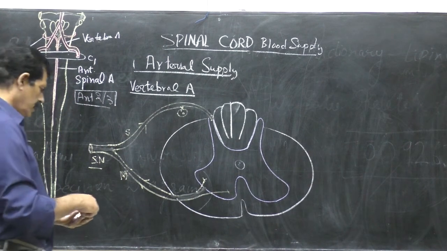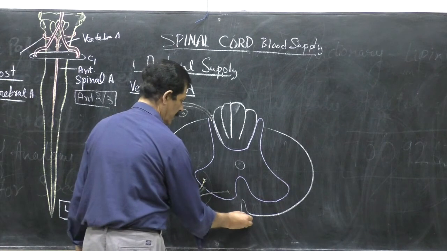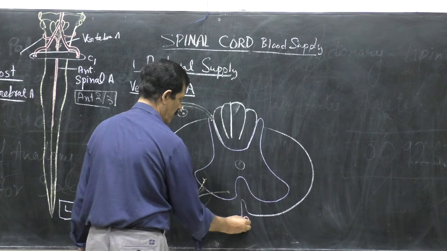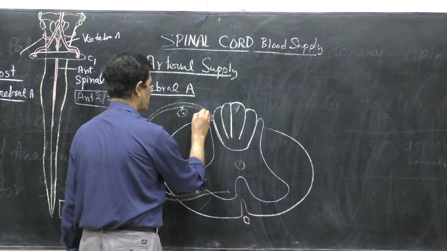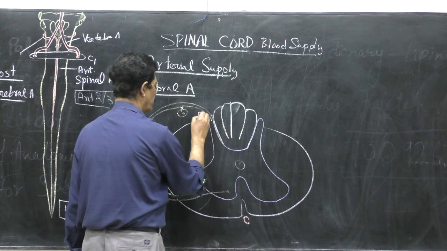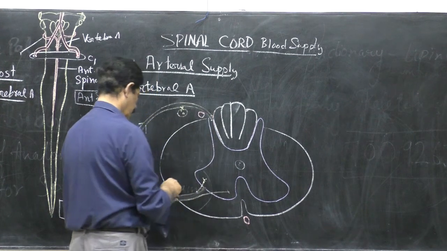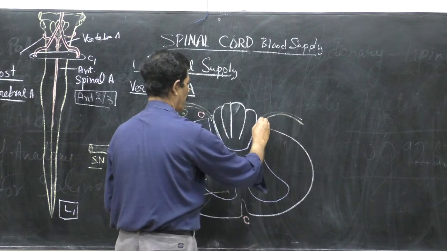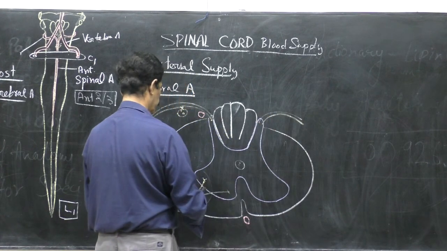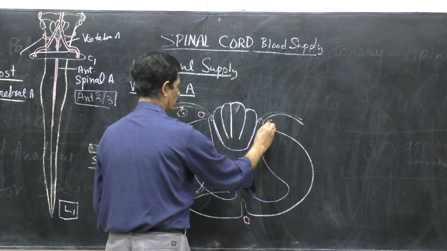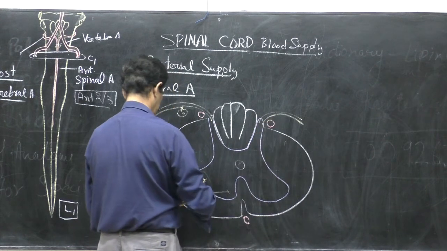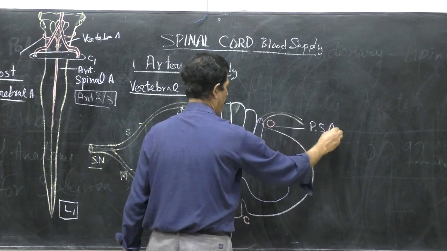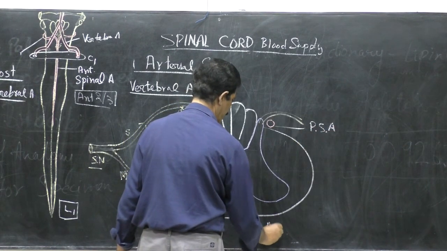So there are two arteries. One is the anterior spinal artery. It lies in the anterior median fissure. And there are two posterior spinal arteries. This is the posterior spinal artery, and this is the anterior spinal artery.